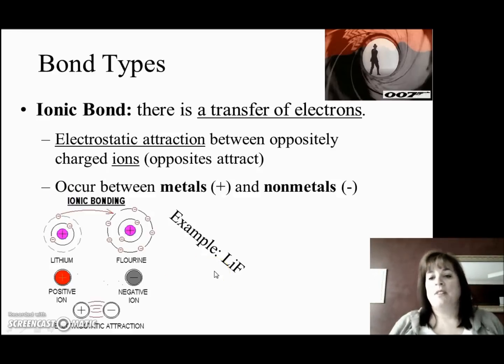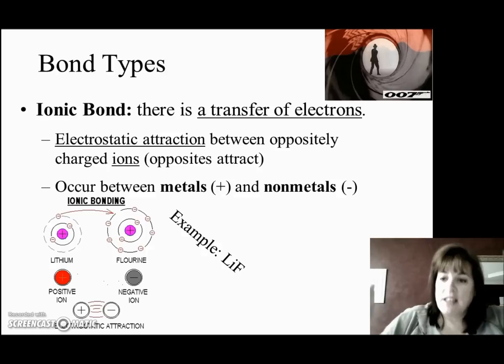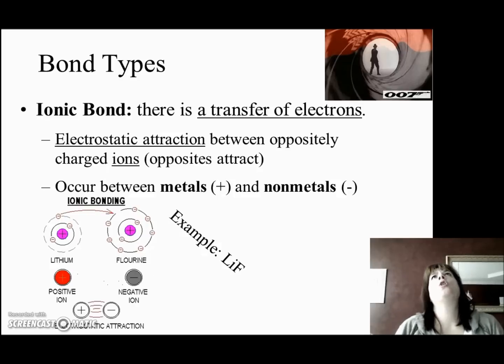So here's an example of lithium fluoride. Lithium's a metal. It's in that very first column. So it has this 1 lonely electron in its outer shell. So what it's going to do is give that electron to something like, say, fluorine. Fluorine has 7 electrons in its outer shell. It's so close to 8.